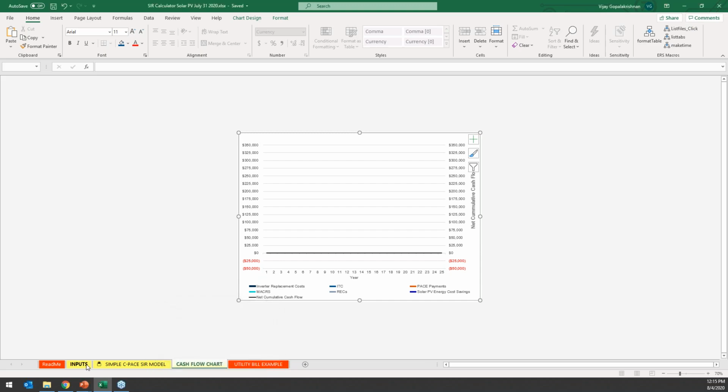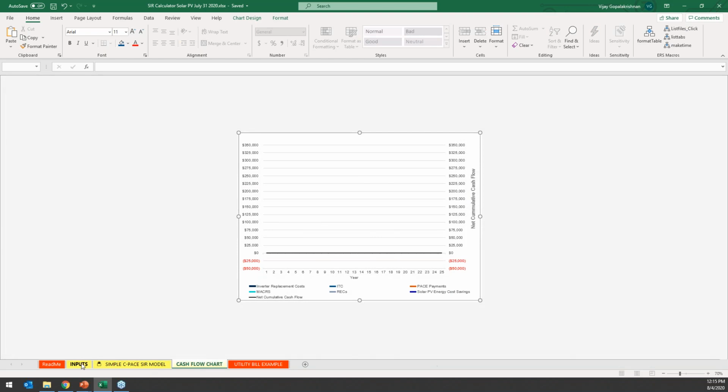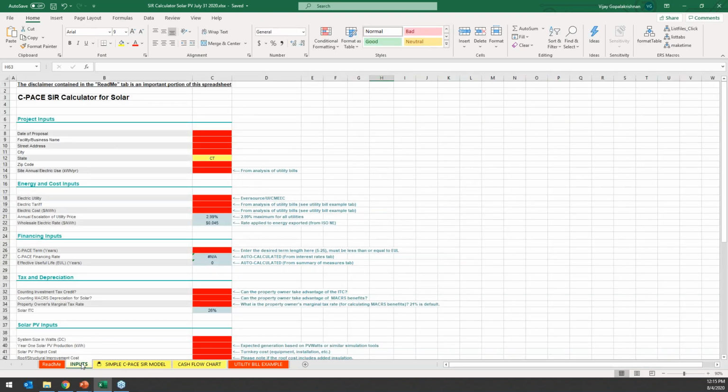But essentially, the only tabs that you need to enter information into or modify in any way are in yellow: the inputs tab, the simple CPFSI model, and the cash flow chart tab. These are the three that you'll be dealing with as you go over. So with that, we'll start with entering some live information.